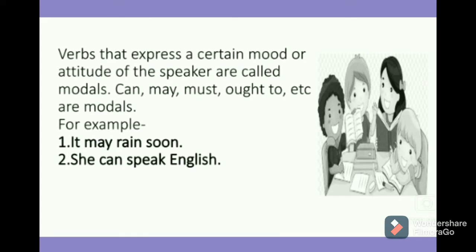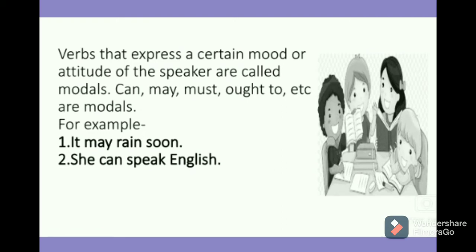You may see can, may, must, ought to, should, will, would, etc. are modals. So children, here are some examples. It may rain soon. In this sentence, may has been used. The modal is may and it is showing possibility. The next one, she can speak English. The next sentence also has one modal, can, and it is showing ability.